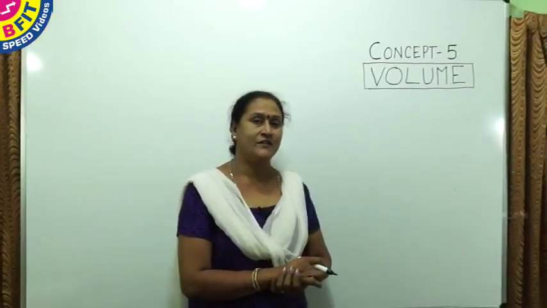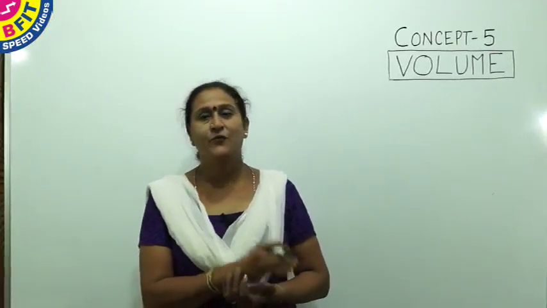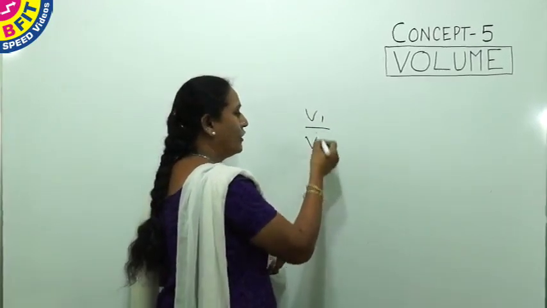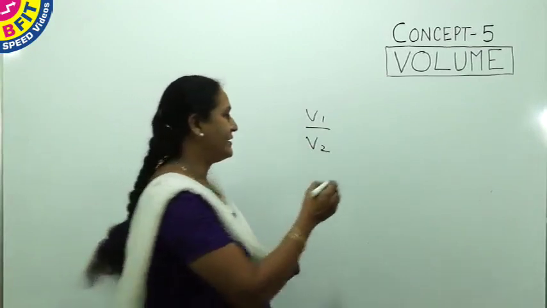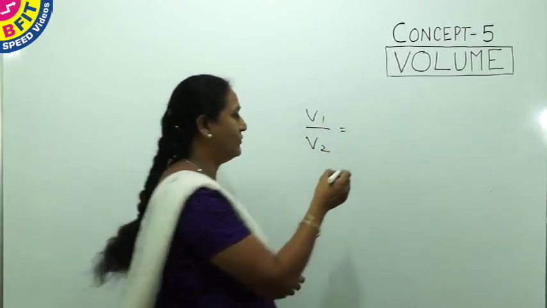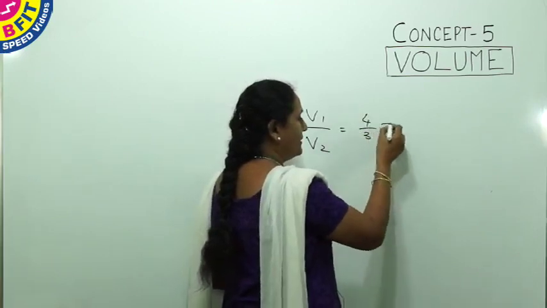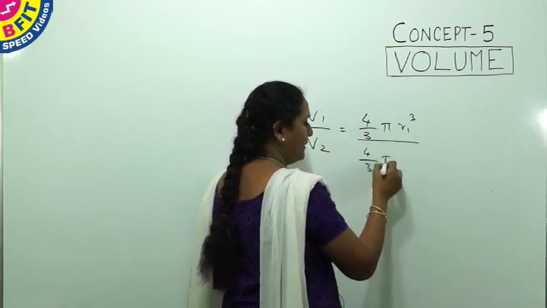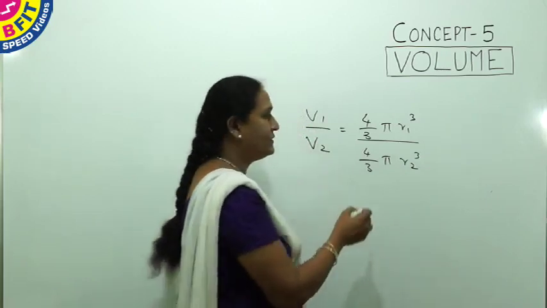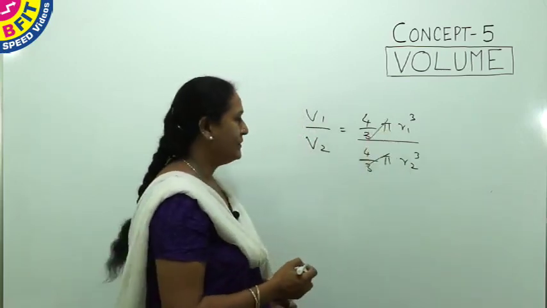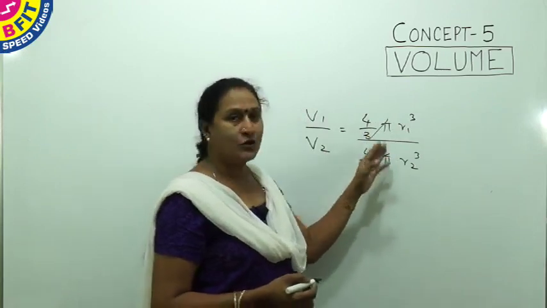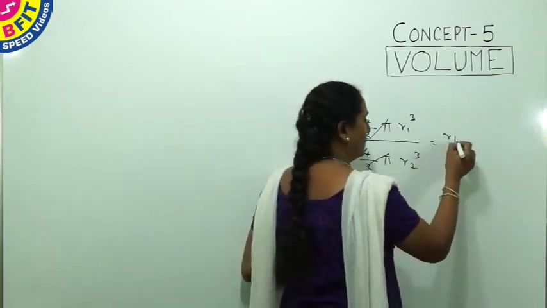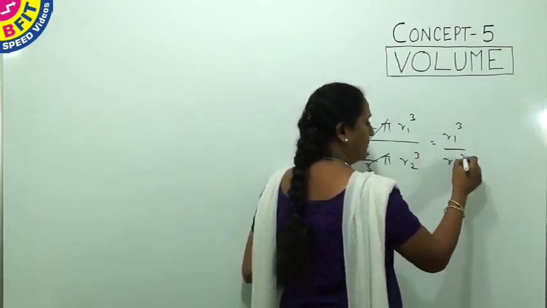So volume of two spheres. So what is the volume of a sphere? It is 4 by 3 pi r cube. So here the ratio of volume of two spheres is given as 8:27. So we'll see the formula for the volume of a sphere: 4 by 3 pi r1 cube by 4 by 3 pi r2 cube. So we can cancel out the common factors. So the volume ratio is the same as the cubes of the radii taken in ratio for the two spheres. So it is equal to r1 cube by r2 cube.